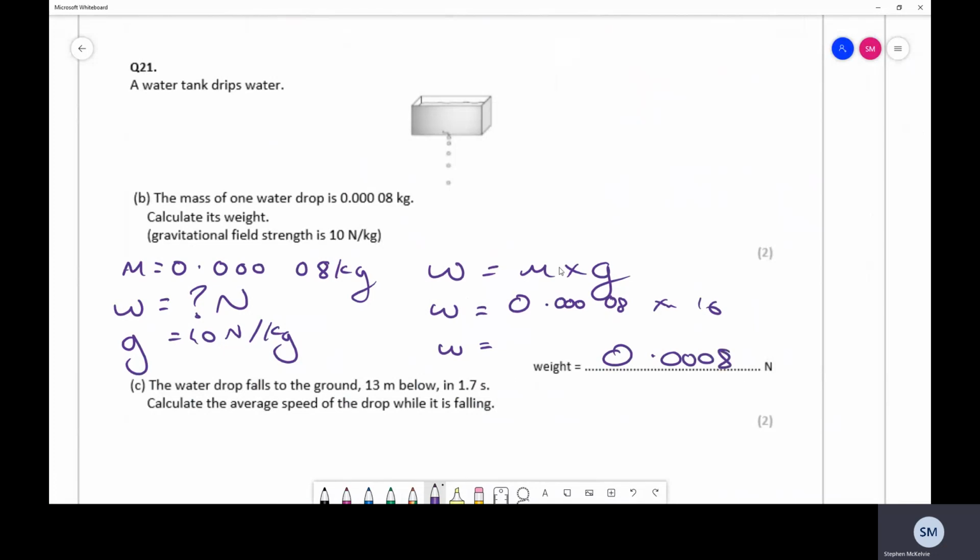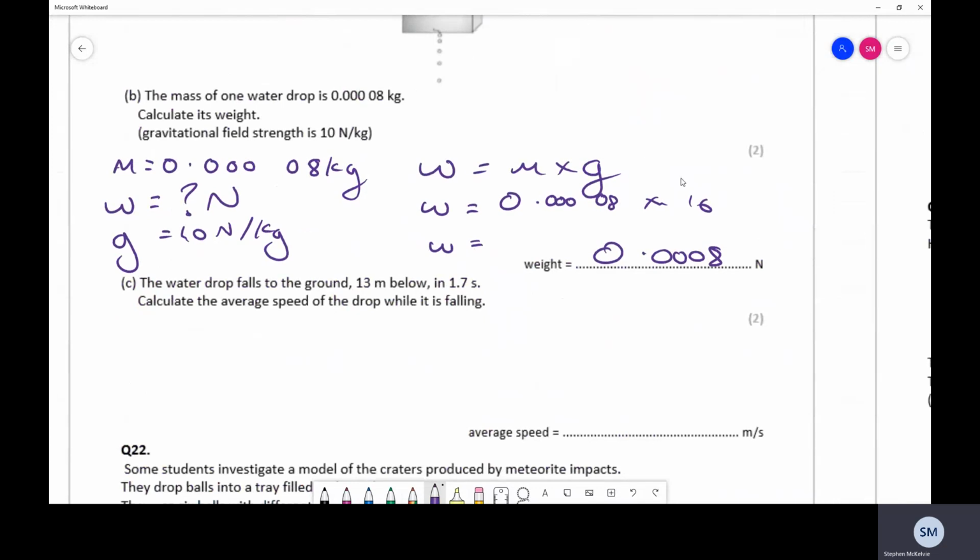The water drop falls to the ground 13 meters below in 1.7 seconds. Calculate the average speed of the drop while it's falling. So the distance that my drop traveled was 13 meters. The time that it took was 1.7 seconds. The average speed, I do not know, but I know that the unit is meters per second.